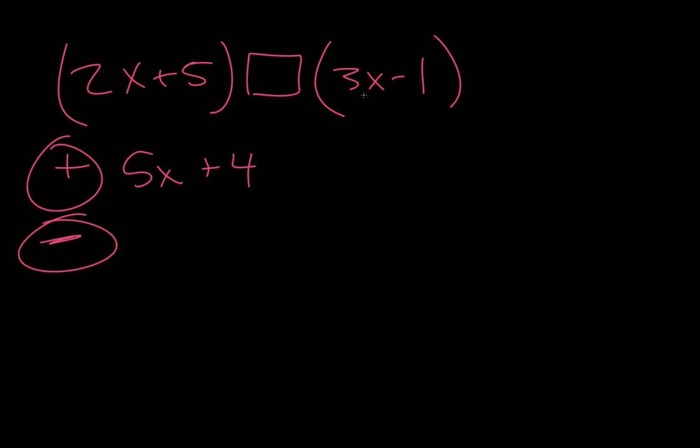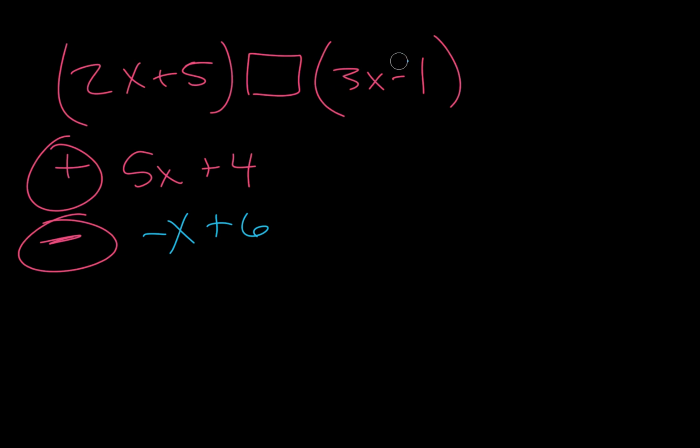Subtraction, we want to change the signs on just the second part. So subtraction, this is now addition. So 2x, negative 3 would just be negative x, and then 5 and positive 1 would be 6.